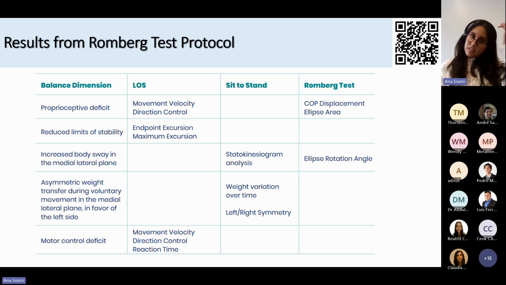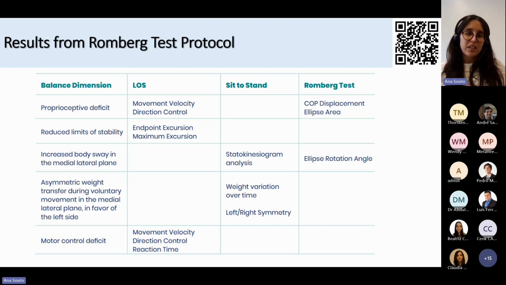So summarizing, these are possible balance dimensions that can be altered, and which parameter from which protocol we got that information. For possible proprioceptive deficits, we have the limits of stability, the movement velocity, and the direction control parameters.